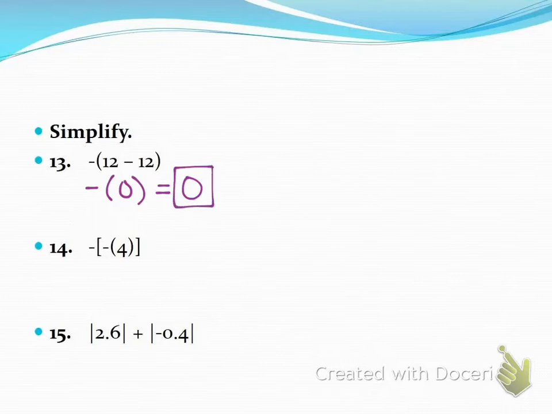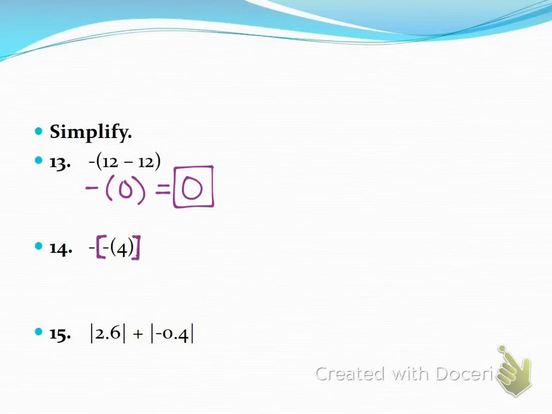Now number 14, especially if you're in the back, might have looked a little challenging. These are brackets, not absolute value bars. So if that changes things for you, these are brackets, not bars, which means they work like parentheses. So if I were to read this out loud, it would be the opposite of the opposite of 4.